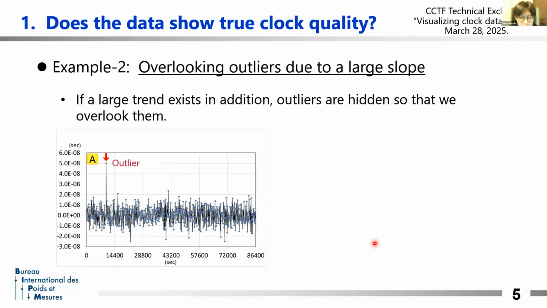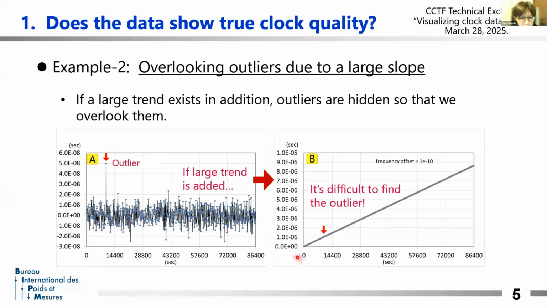Example 2 shows the problem of overlooking outliers due to a large slope. In plot A, we can easily recognize the outlier. However, if a large trend exists in addition, like in plot B, outliers are hidden so that we overlook them.